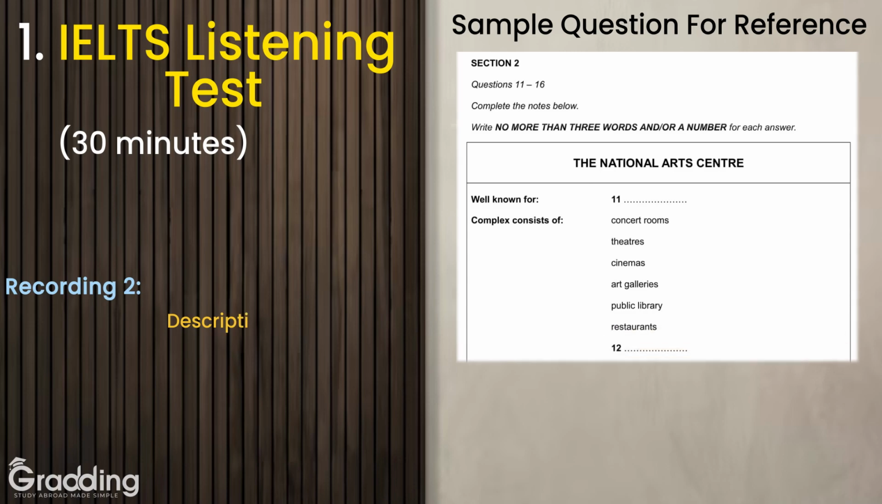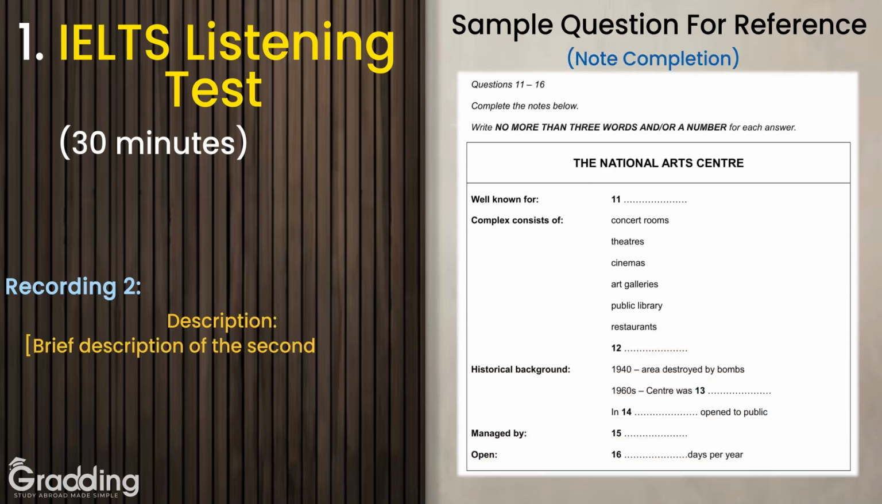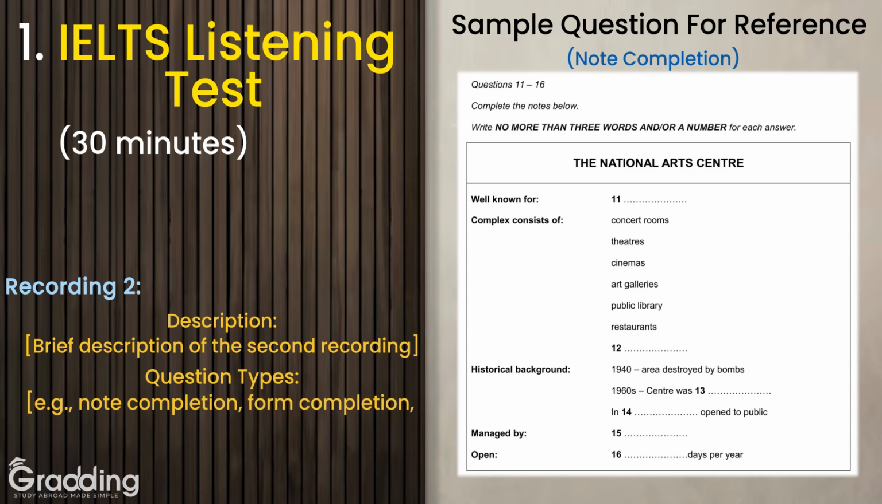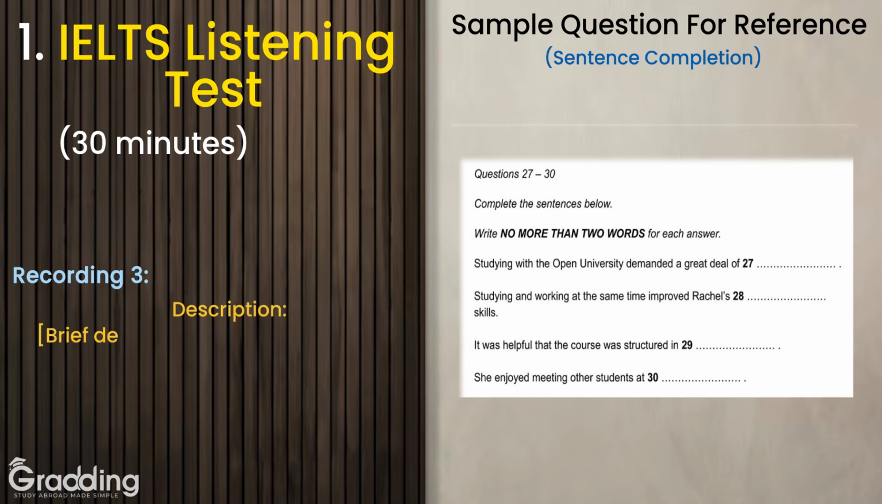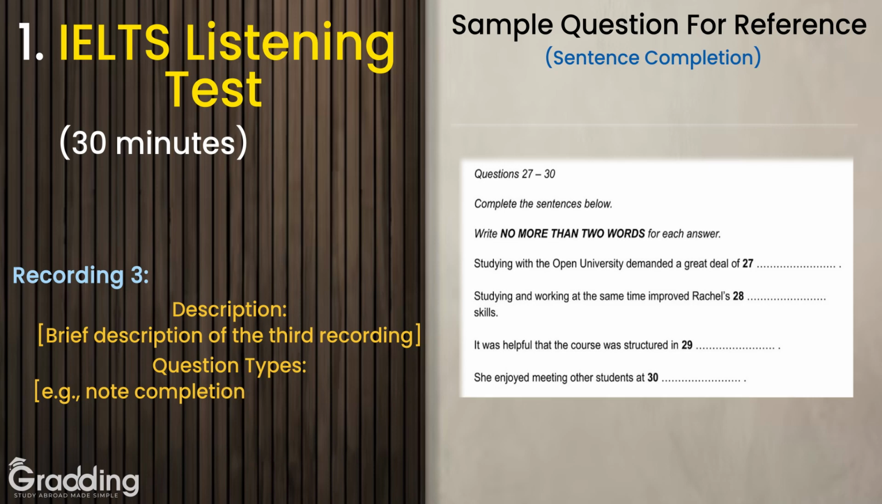The second recording is a talk or presentation about a social topic. Example, a discussion on poverty. The third recording is the discussion of up to 4 people on an academic topic. Example, a debate on educational policies.